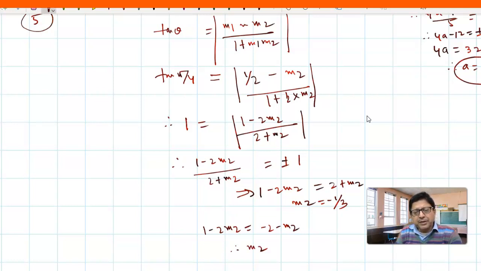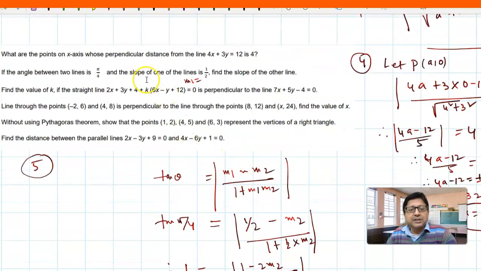So m2 will be equal to c. So the answer in this case is minus 1/3 and 3. The angle between two lines is pi by 4. The slope of one of them is half. Find the slope of the other line.